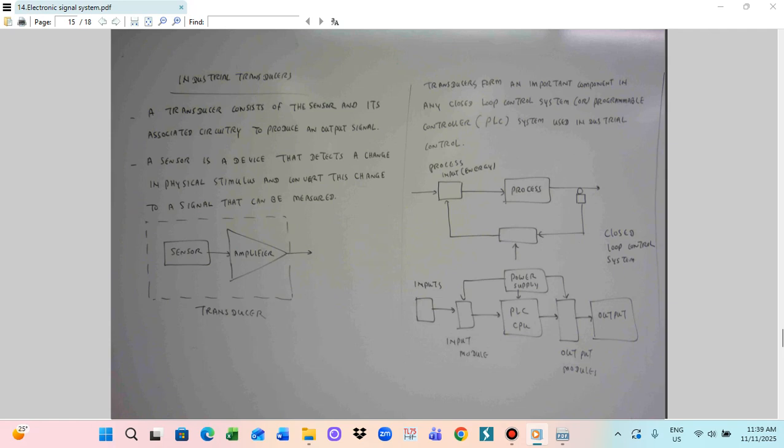Regarding the industrial transducer, the system consists of the sensor and the amplifier. Sensor means that it senses the input of temperature or pressure or frequency or light. The signal produced by the sensor can be a weak signal, so when we want the signal to be enlarged, we have to utilize the amplifier.